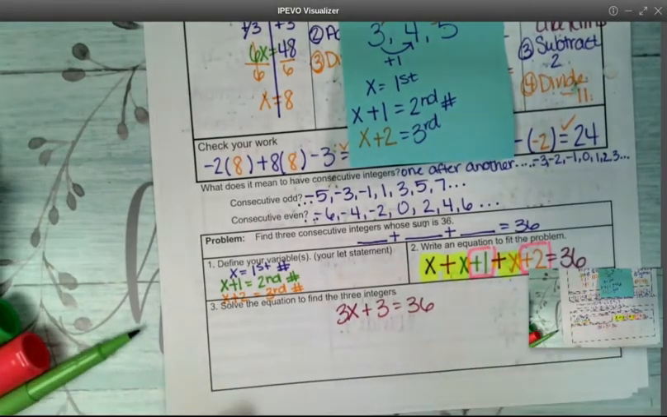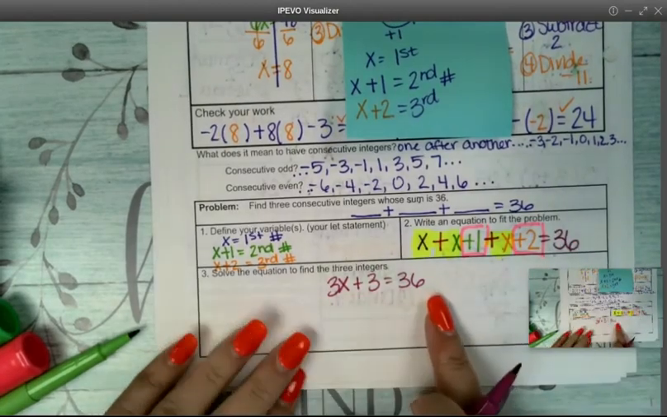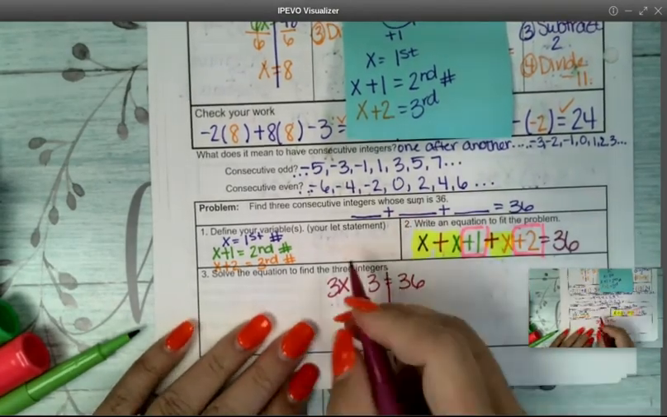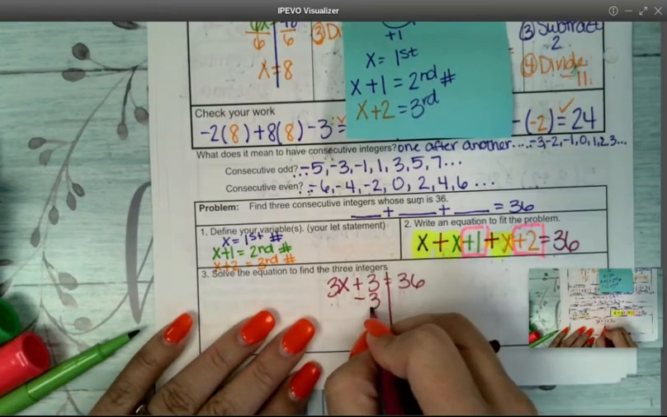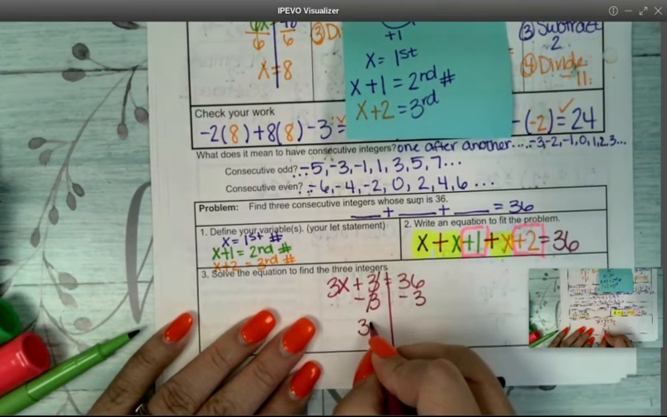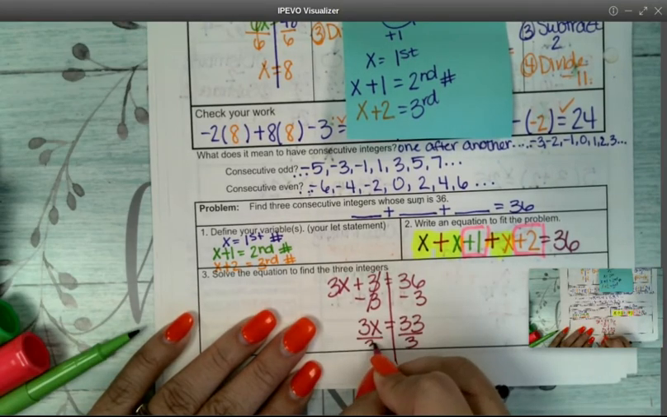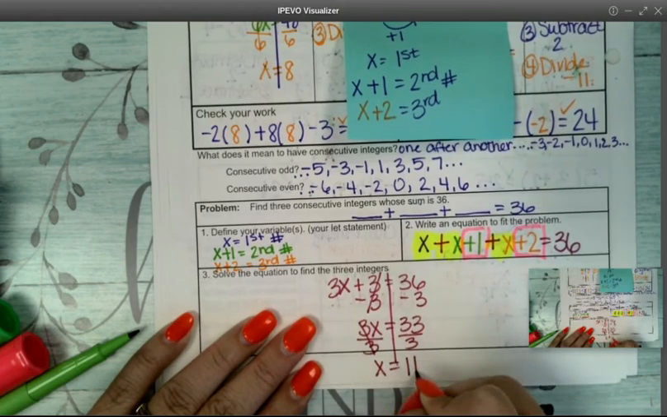Now it looks like a normal two-step equation. Although here it did look very large, it really breaks down to something rather small. So to solve this, we are going to use the subtraction property of equality and subtract 3 on both sides. That gives me 3x is equal to 33. Dividing by 3 on both sides, x is equal to 11.